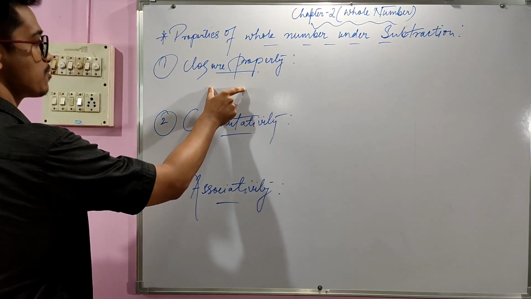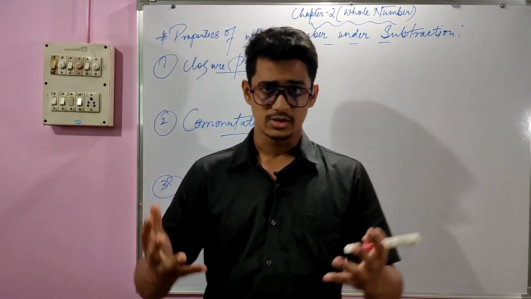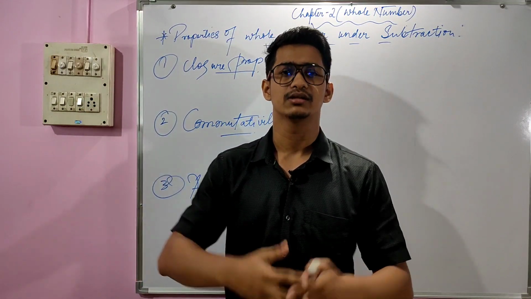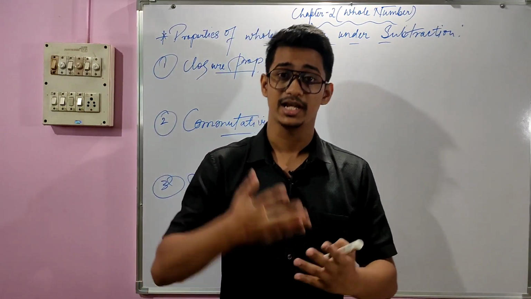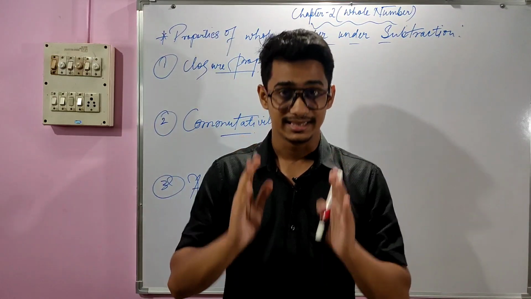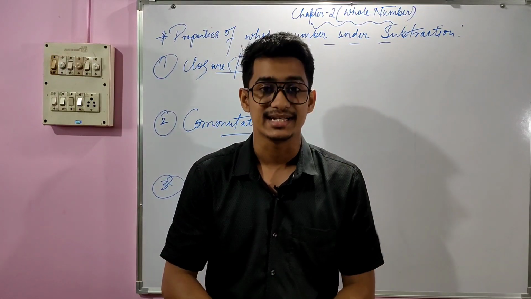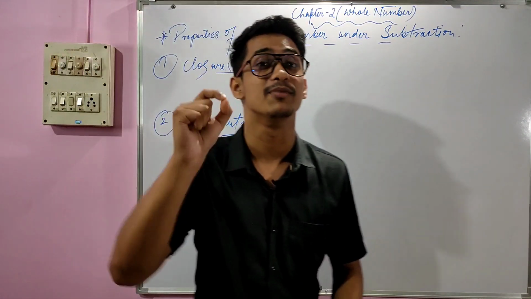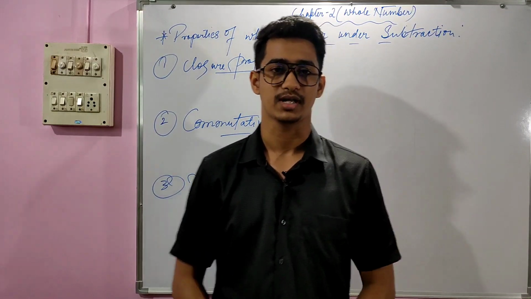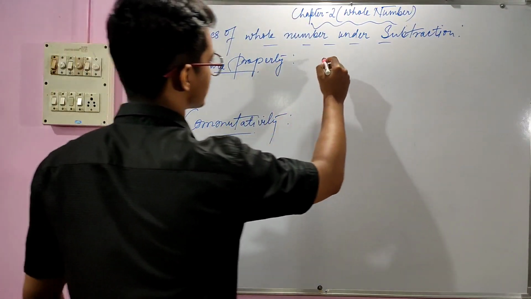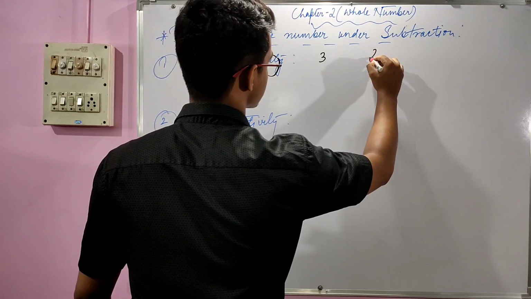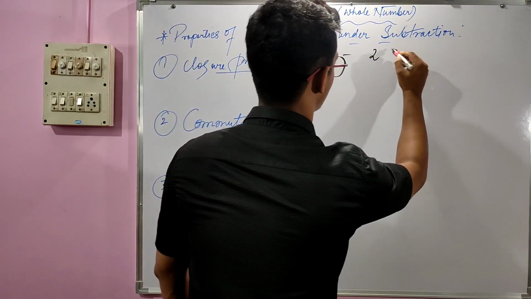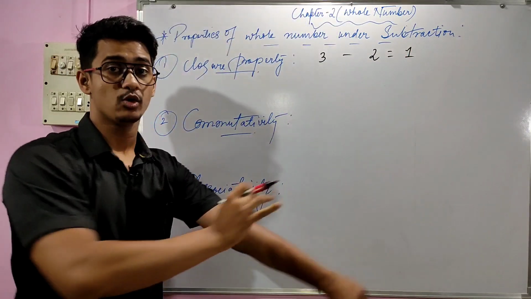The first property is the closure property. Closure property means that when two numbers interact with each other under some operation like multiplication, addition, subtraction, or division, the result will not change its identity. When two numbers are subtracted from each other, the result must be a whole number. That is our task. Now see here, if I take 3 and the second number 2, and put a minus sign, the result will be 1. So 1 is a whole number, that we know.